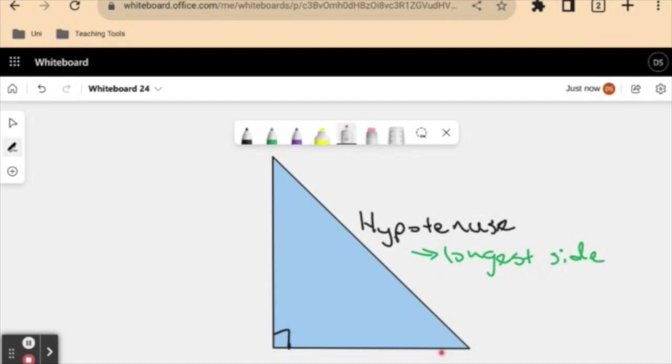So I'm going to actually draw a couple of things here. So say this is just a field or something, right? Now I'm standing at this angle.